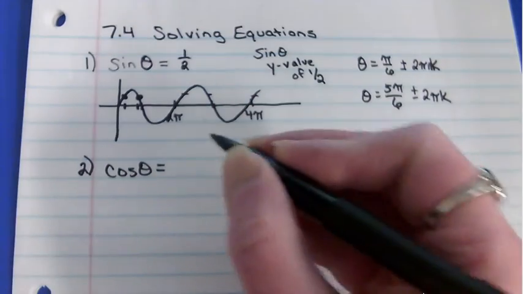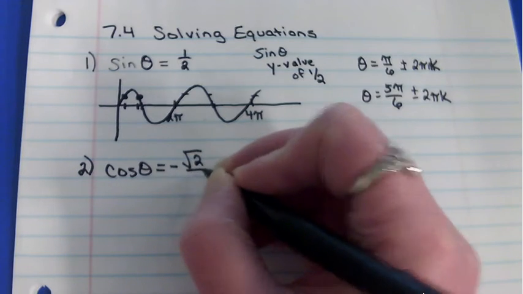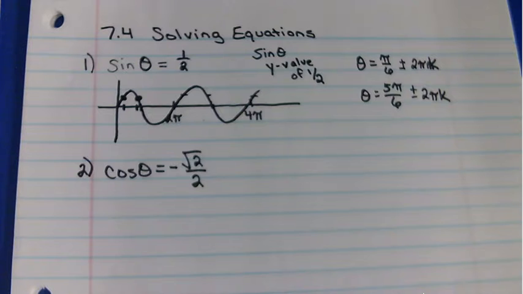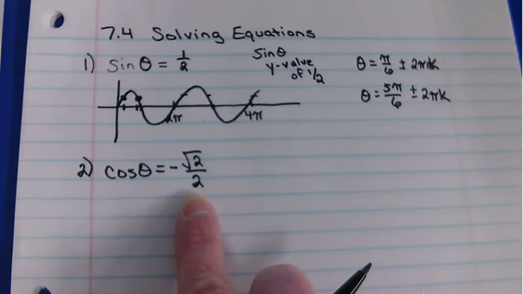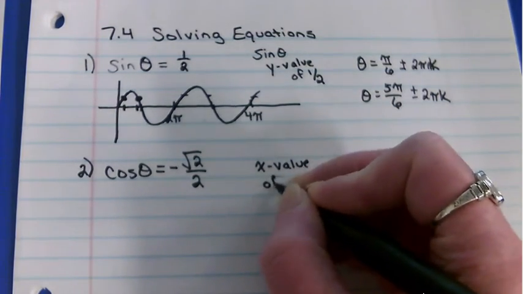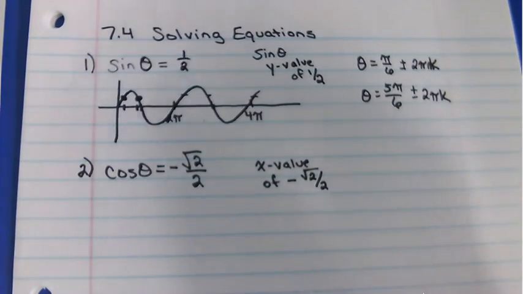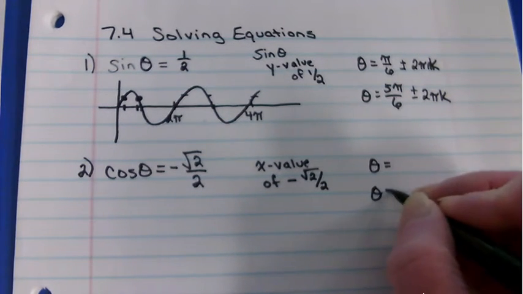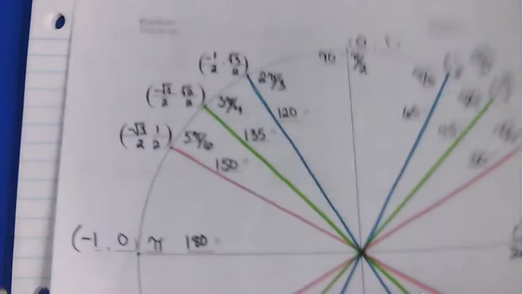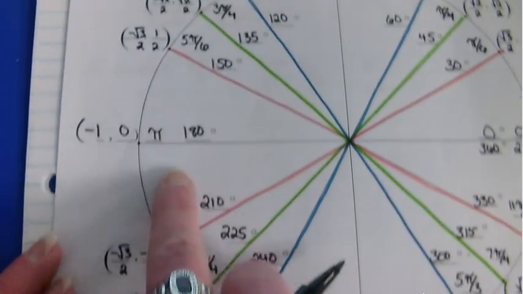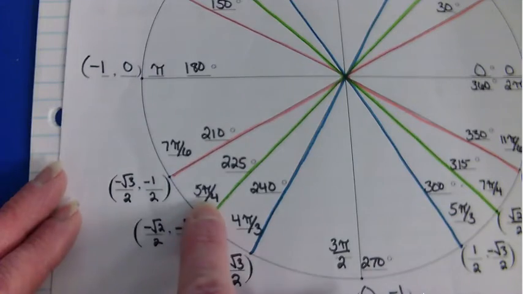Cosine. We want to know, when does cosine equal negative square root of 2 over 2? Now cosine again goes on forever and ever. So the first thing we're going to do is find when cosine equals negative square root of 2 over 2. So cosine is the x values. So we're looking for an x value of negative square root of 2 over 2. And there's going to be two places on the unit circle. So negative x values would be over here. So here's one, 3 pi over 4. And here's the other, 5 pi over 4.